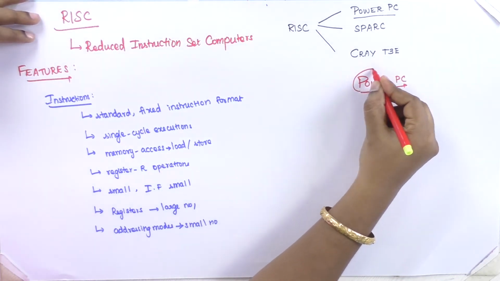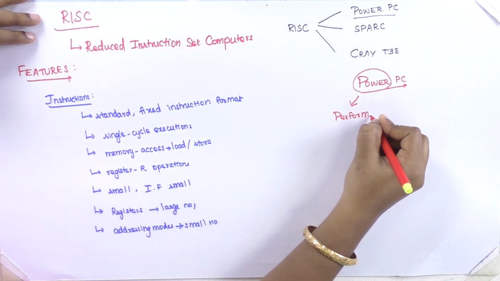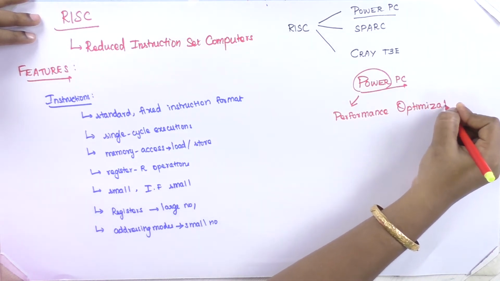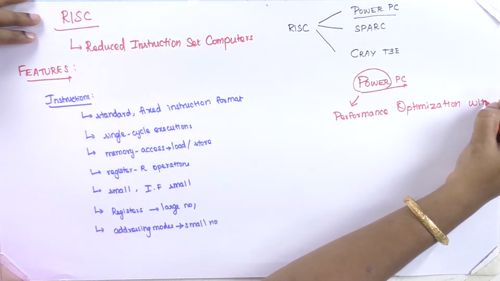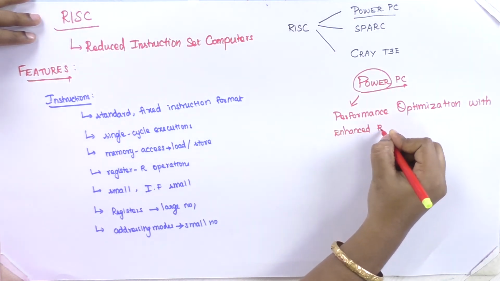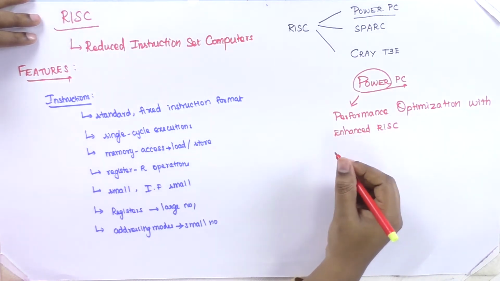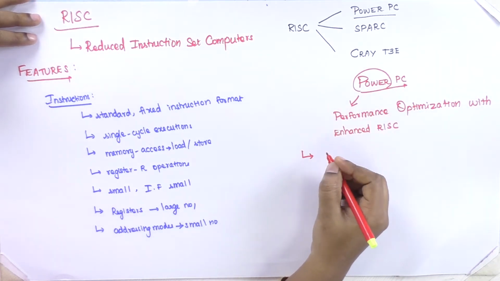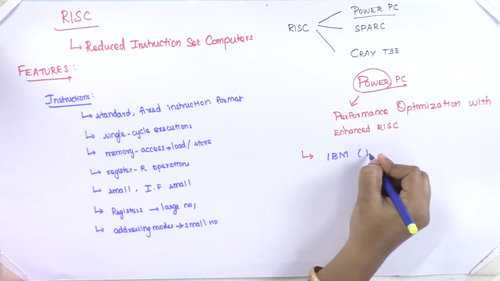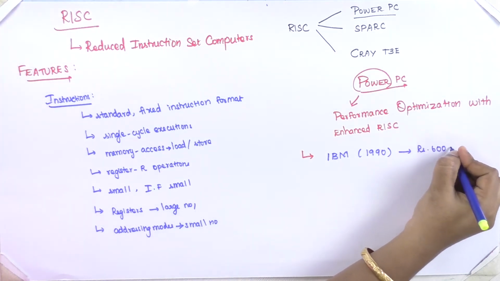PowerPC stands for Performance Optimization with Enhanced RISC. PowerPC architecture was introduced by IBM in 1990.